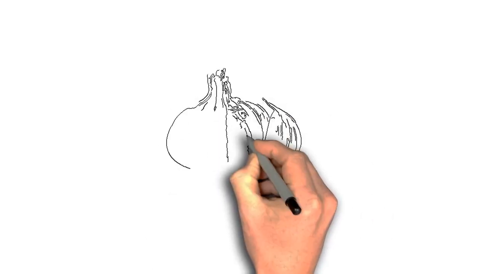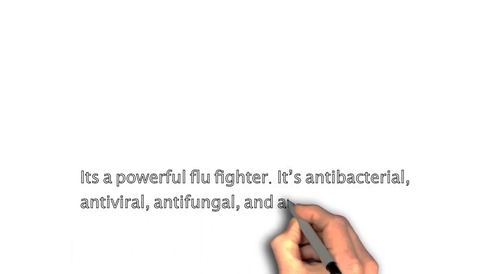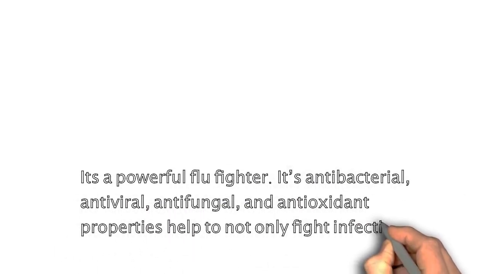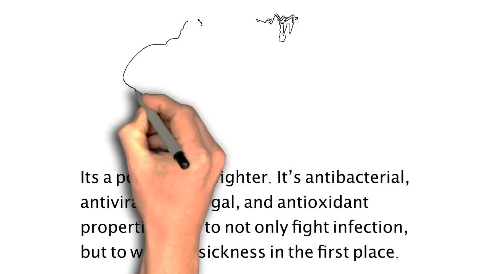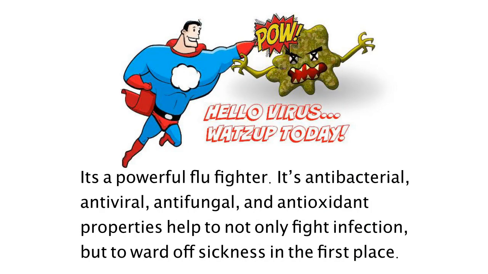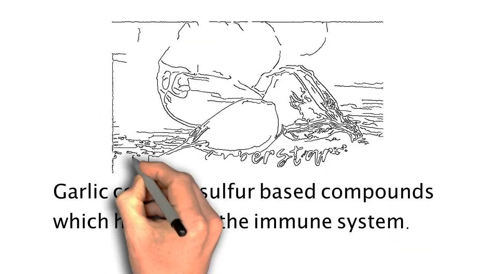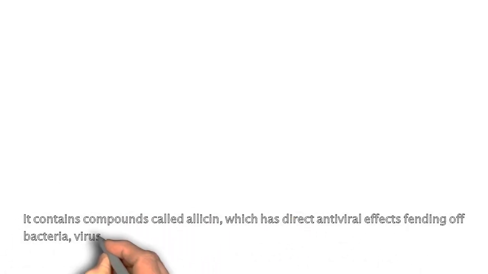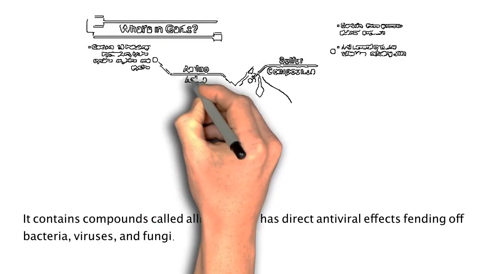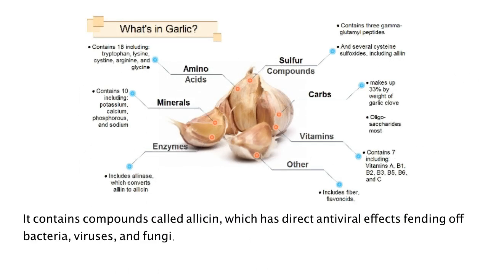Garlic is a superfood and nature's antibiotic. It's a powerful flu fighter. Its antibacterial, antiviral, antifungal, and antioxidant properties help to not only fight infection, but to ward off sickness in the first place. Garlic contains sulfur-based compounds, which help boost the immune system. It contains compounds called allicin, which has direct antiviral effects, fending off bacteria, viruses, and fungi.